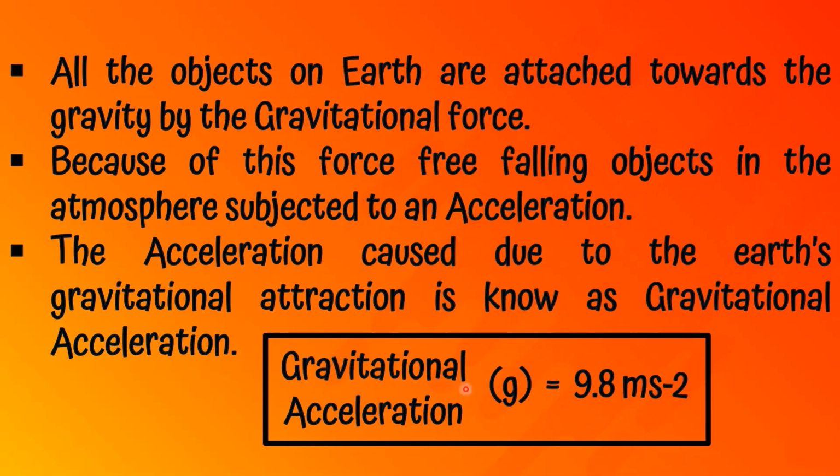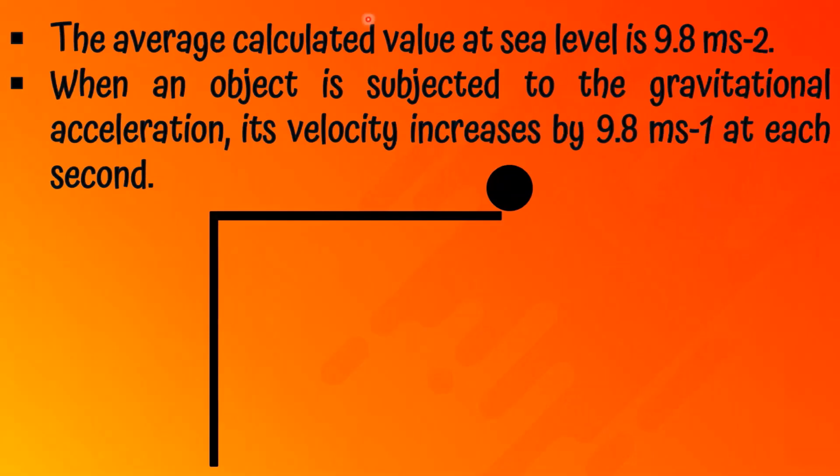And we can represent the gravitational acceleration with the symbol g. The normal average gravitational acceleration at sea level is 9.8 meters per square second. I mentioned this. And when an object is subjected to the gravitational acceleration, its velocity increases by 9.8 meters per second at each second.